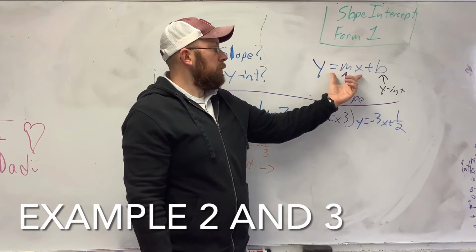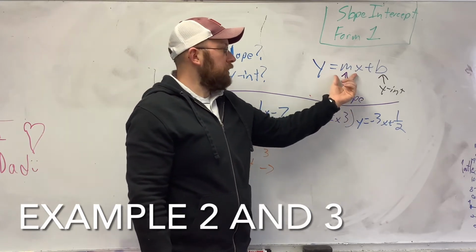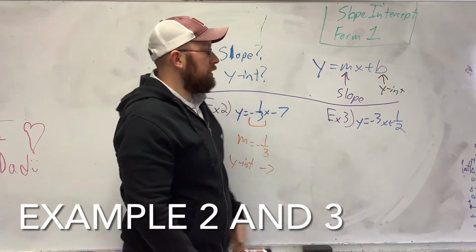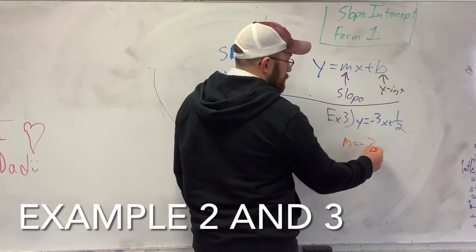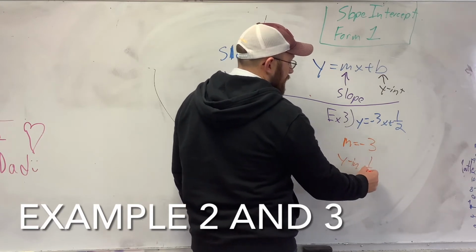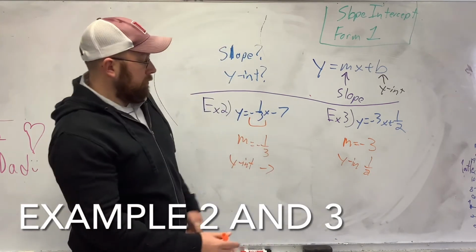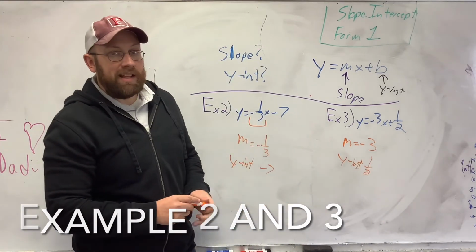Remember, this is graphing a linear function, or a linear equation. This is what we're dealing with here, slope-intercept form. Slope is the number in front of the x, whatever number's back there is your y-intercept. So my slope here is -3, and my y-intercept here is 1/2. And it really is that simple.